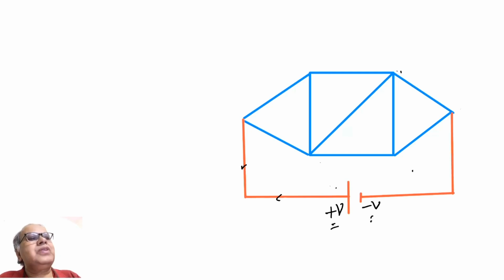Now if this is plus V, this will be at plus V, this point A. This will be at minus V. This is point B. Now when you go from V this way, we can think that it is dropping to some plus V1, because currents are as a whole going from A towards B. So this V will be greater than V1, so plus V1.